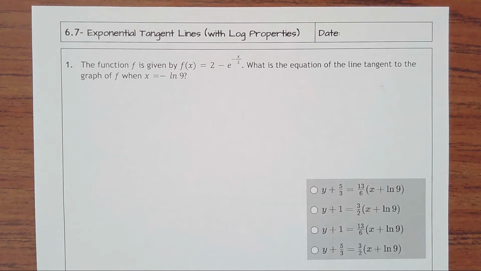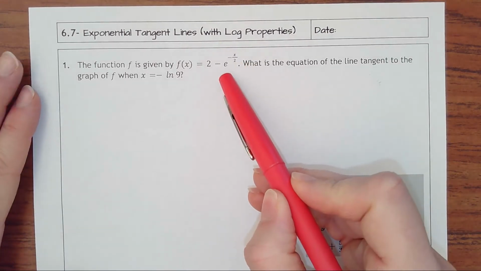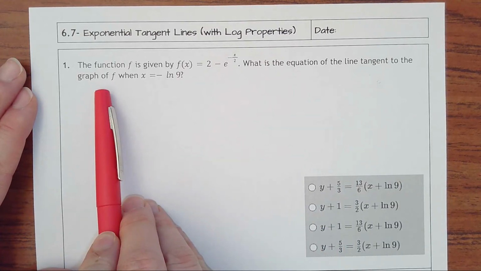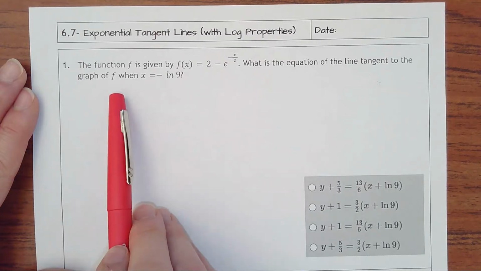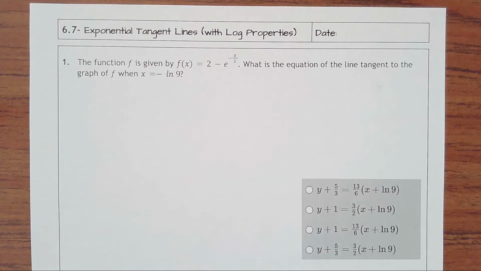Lesson 6.7, exponential tangent lines using log properties. So this is nothing new. We're given a function f of x. It does have e to a power, so this is an exponential function, and we're trying to specifically find the equation of the tangent line when x is a specific value, which in this case is a natural log. So we'll have to use those log properties.